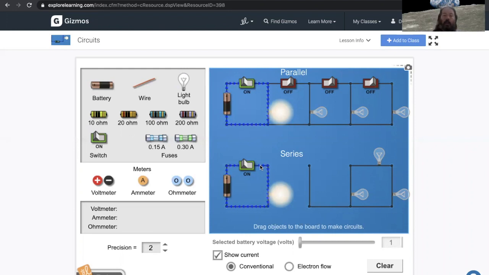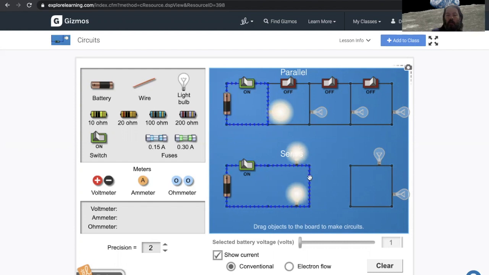Right now, I've got a battery, a switch, and a light bulb. Battery, switch, light bulb. Notice that the light bulbs are the same brightness because we have the same battery and the same type of light bulb. So let's go to our series circuit and add a light bulb in series. Now we have two light bulbs in series.